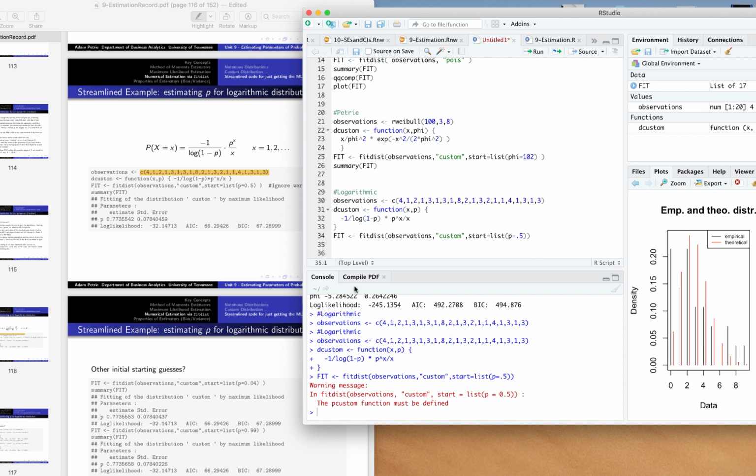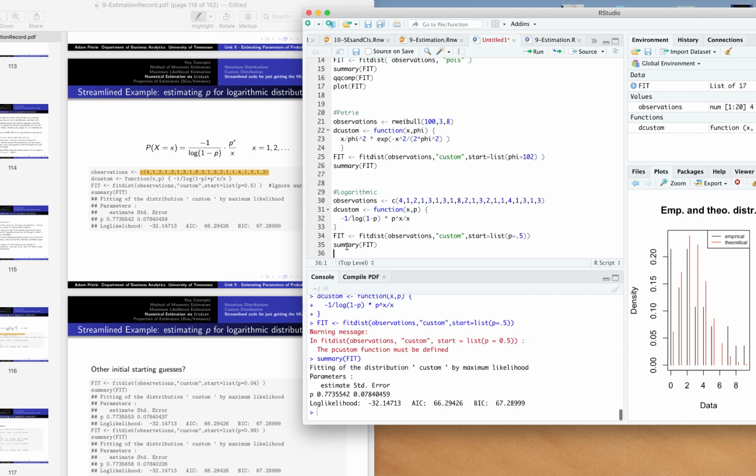And we'll run it. Same warning message. We don't care about that. That's only necessary if we want to make plots. And we'll look at a summary. Looks like the MLE is about 0.77. Now, is that sensitive to my starting guess? No. If I change this up, if I change it down, it's not really changing whatsoever.